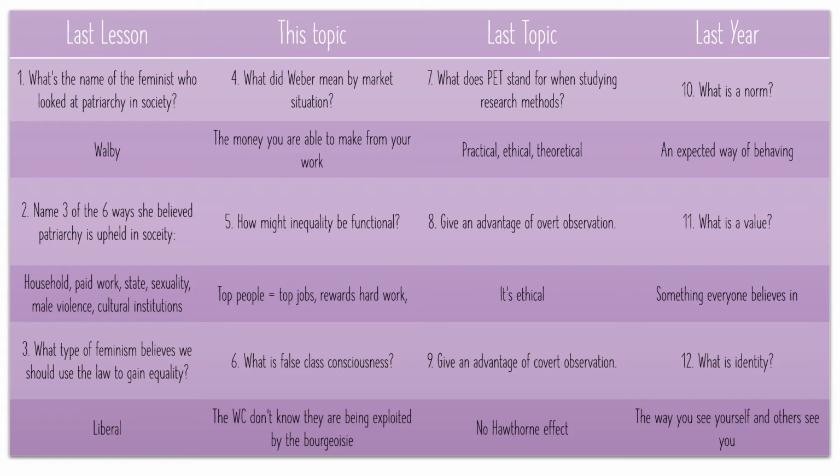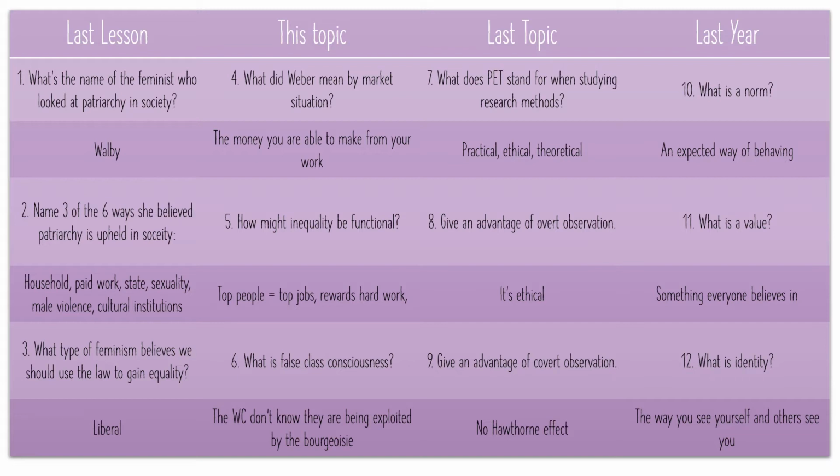And the answers then. Question number 1, what's the name of the feminist who looked at patriarchy in society that we studied last lesson? That was Sylvia Walby. Question 2, name 3 of the 6 ways she believed patriarchy is upheld in society. She looked at the household, so things like Ann Oakley, Duncan and Marsden, paid work, the state, sexuality, male violence over women, and cultural institutions. And it was liberal feminism that believed we should use the law to gain equality.